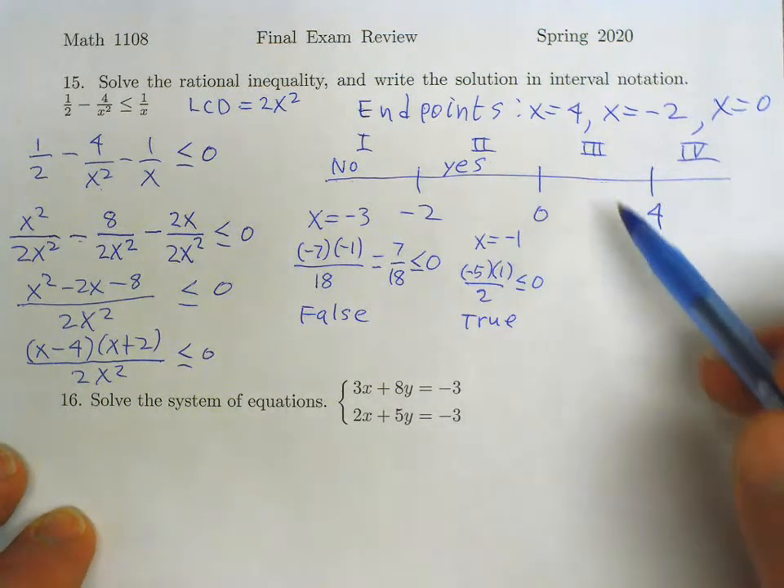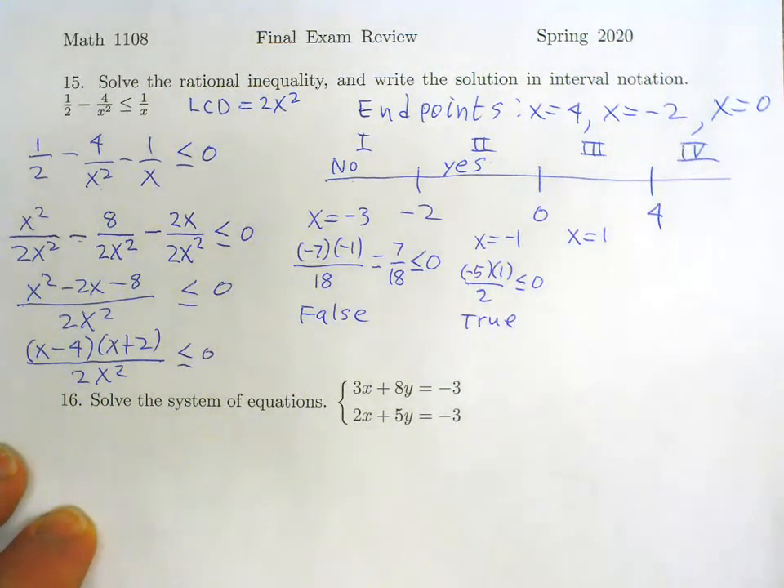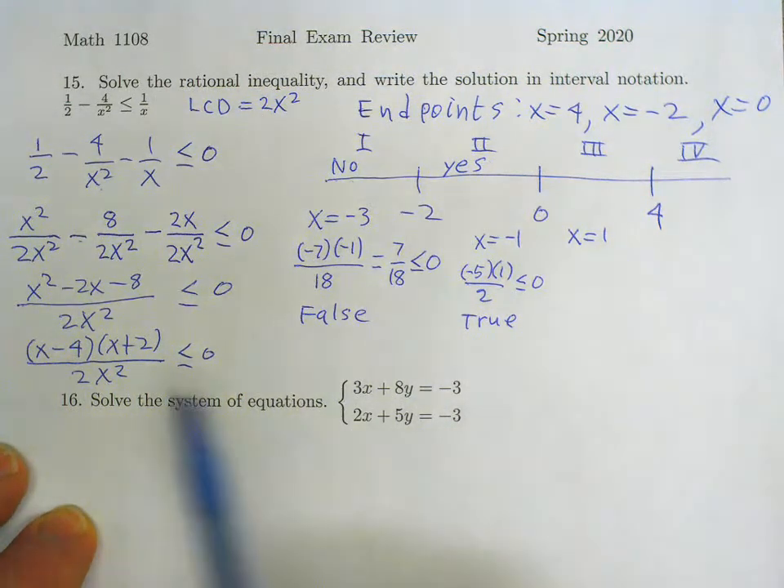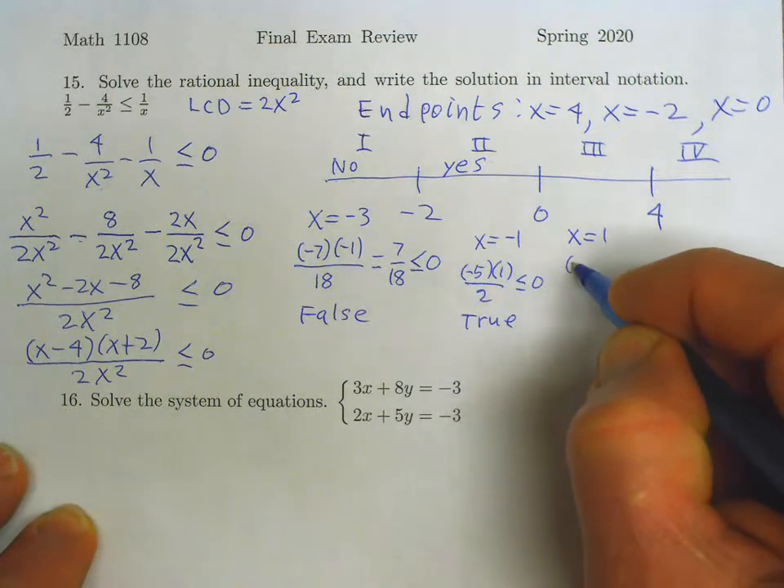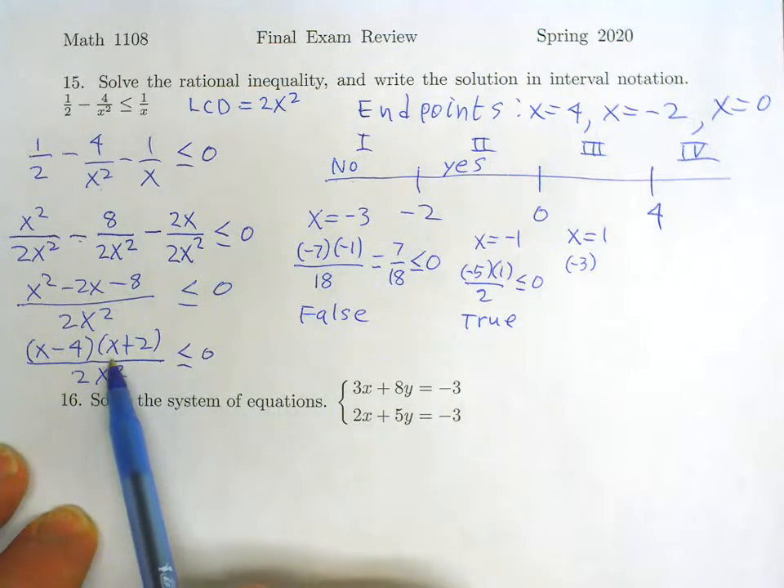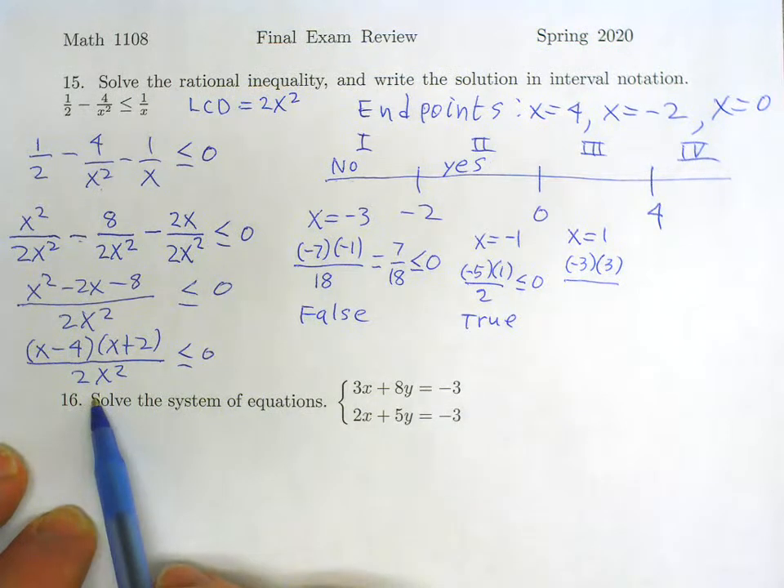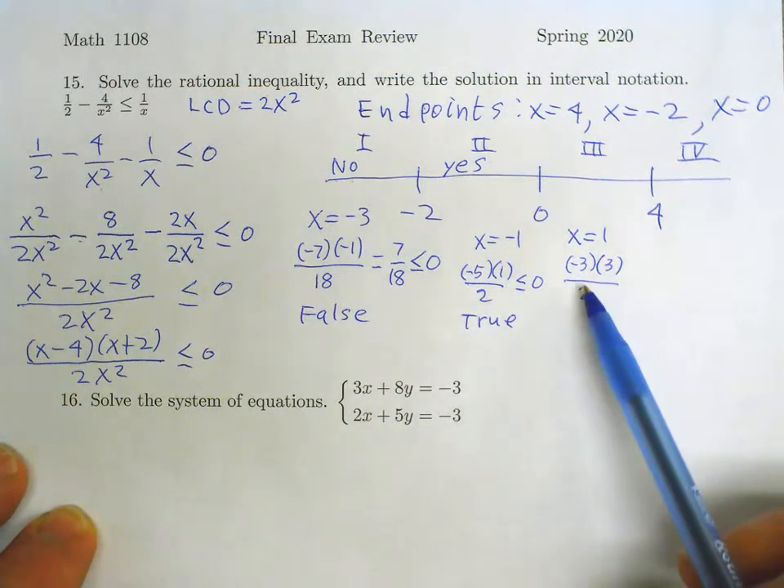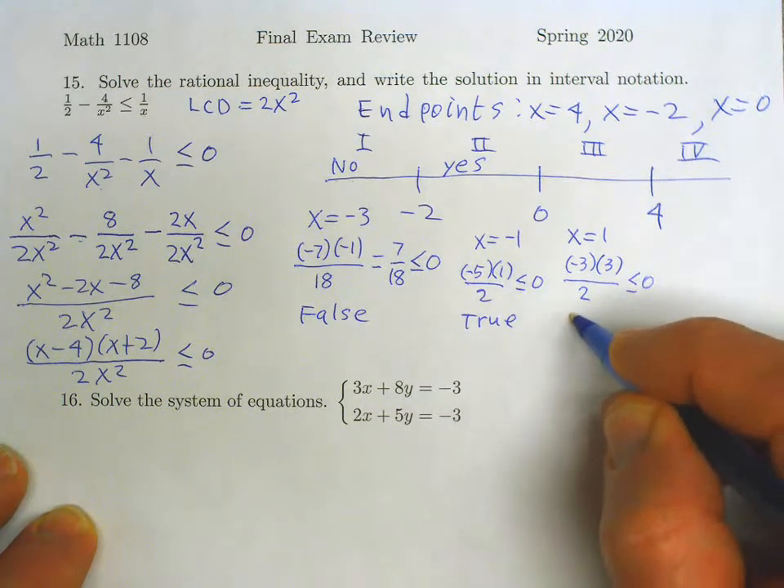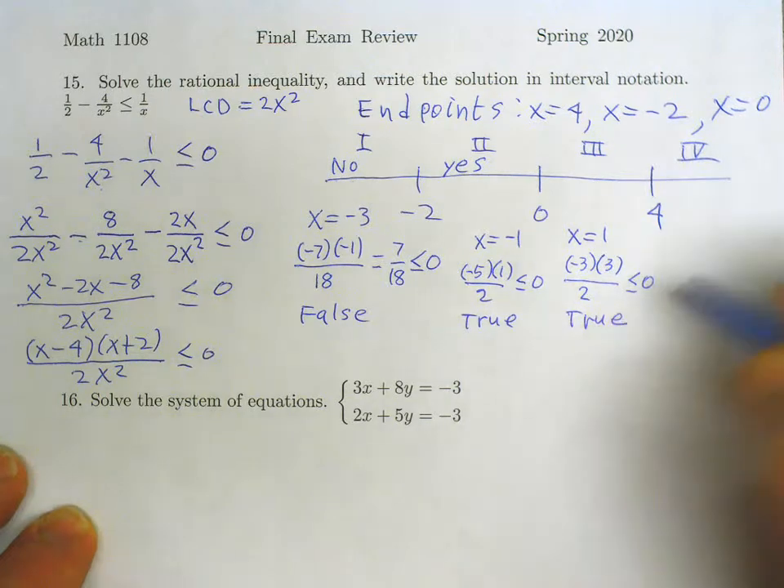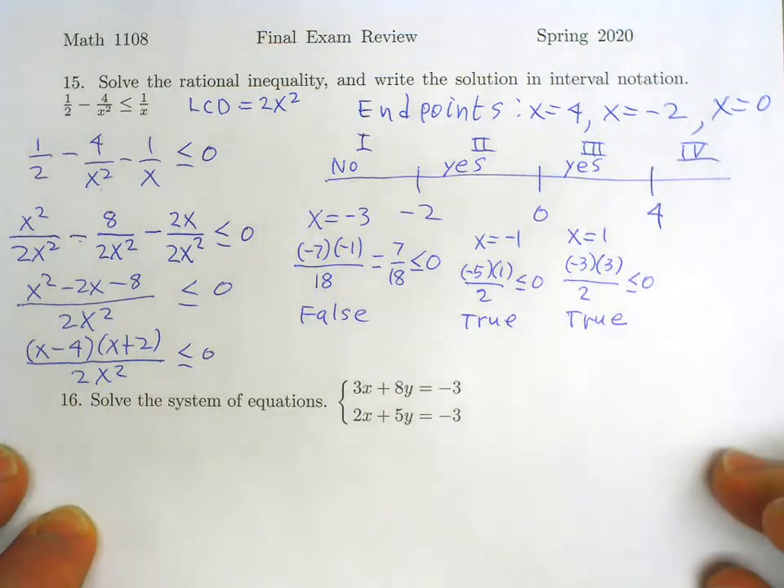Then in the third interval, pick any number between 0 and 4. We can pick x to be +1. Replace every x with +1. So 1 minus 4 is -3. 1 plus 2 is +3. In the denominator, 2 times 1 squared is 2. This number is negative, and a negative number less than or equal to 0 is true. So the numbers between 0 and 4 are solutions.